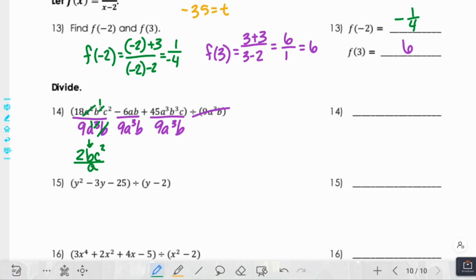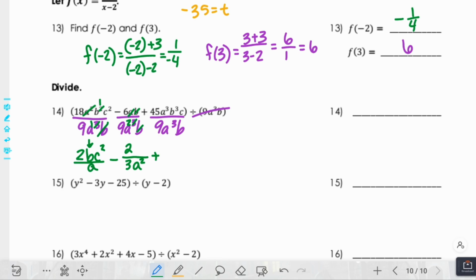For the next one, I'm going to keep the minus sign. 6 over 9 becomes 2/3. I can cross out my a, and I'm left with 2 in the denominator, and then I can cross out both b's. So that's 2 over 3a squared.